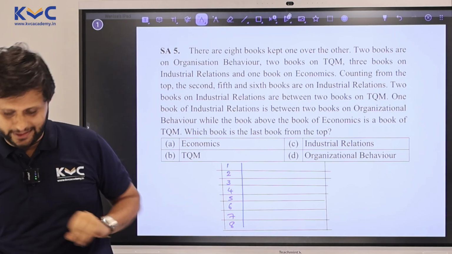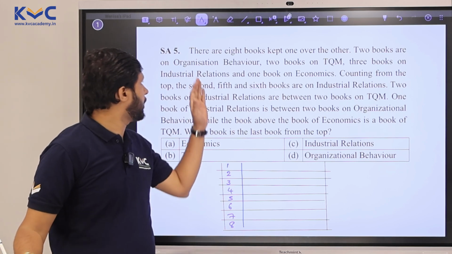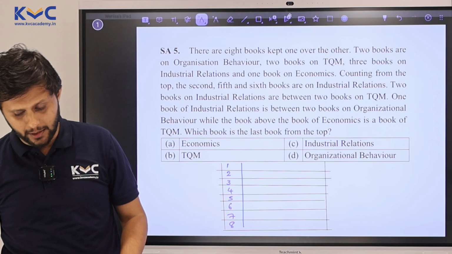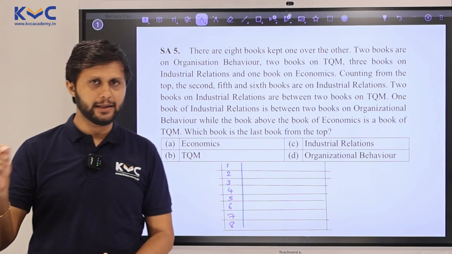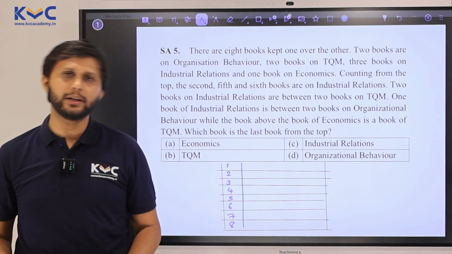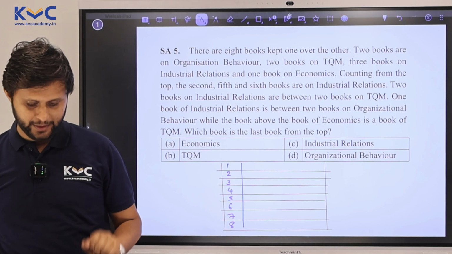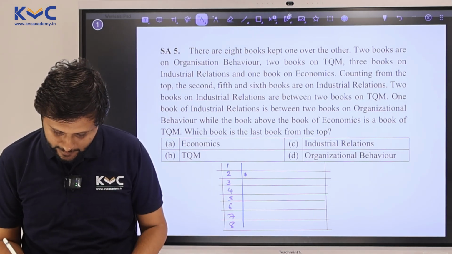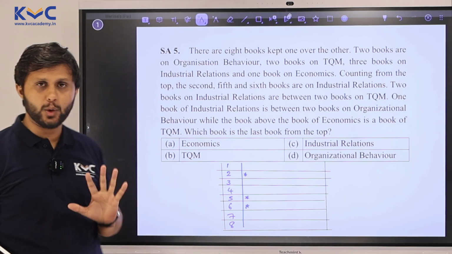Now, what are the conditions? First we say 2 books are on OB, organizational behavior, 2 books on TQM, 3 books on IR, industrial relations, and 1 book is on economics. Counting from top, 2nd, 5th and 6th. 2nd is over here, 5th is over here, 6th is over here. I have put star marks over there.